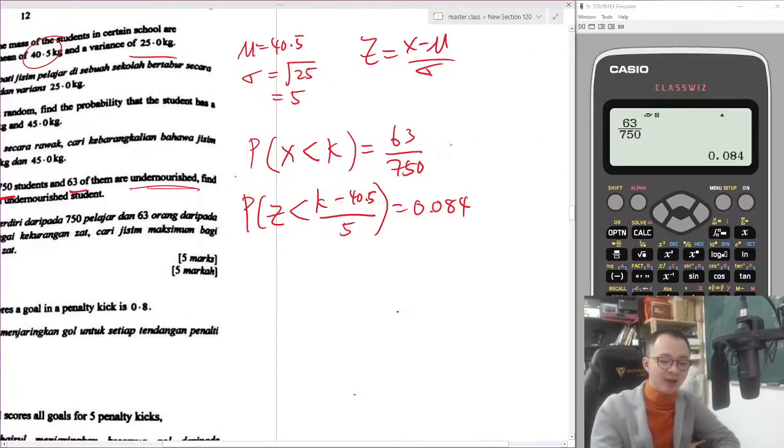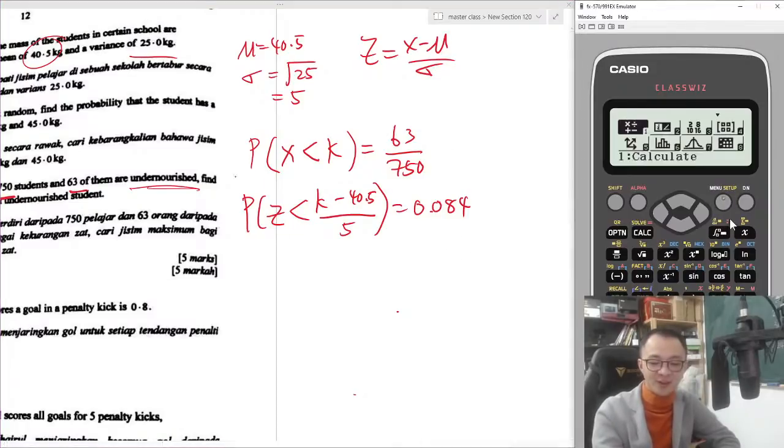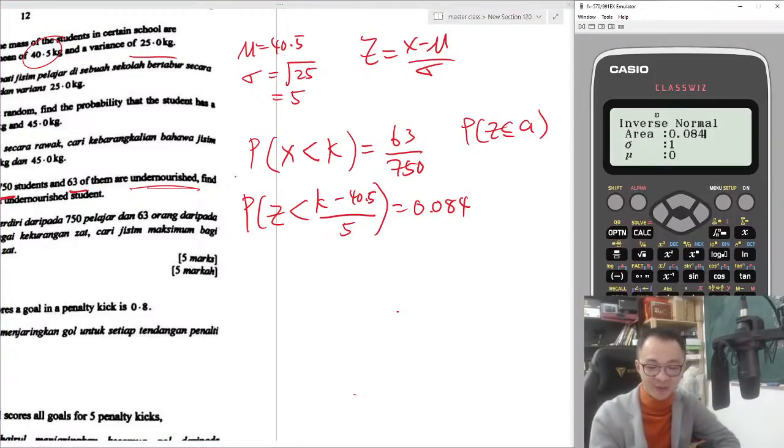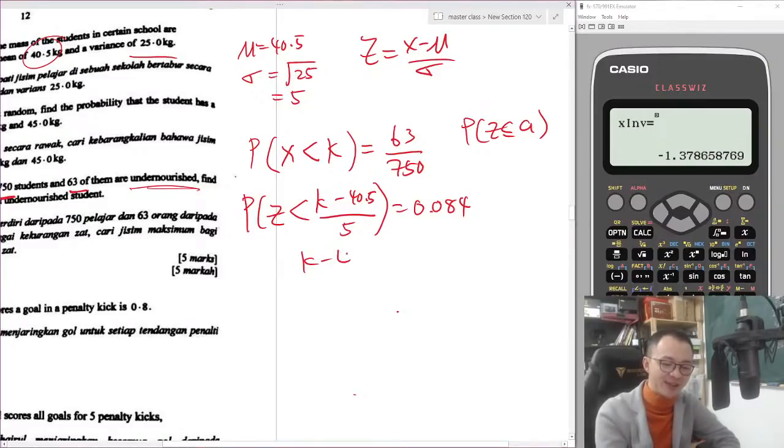Okay, so right now, I just want to know where is this area, so I will just go to my calculator and look for inverse normal. I know my calculator is always Z is less than or equal to A, so it's just nice, I can straight away key in 0.084. Then I get the answer already. Then I say (K minus 40.5) divided by 5 equals negative 1.3787.